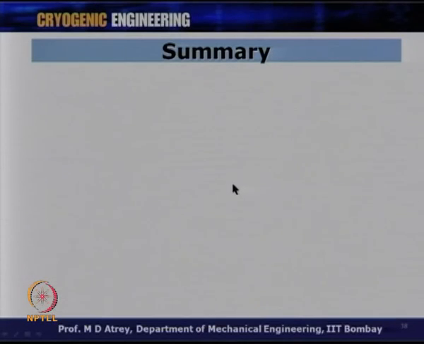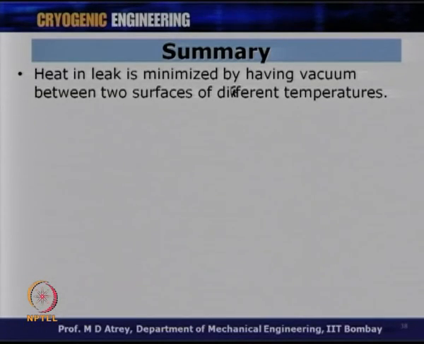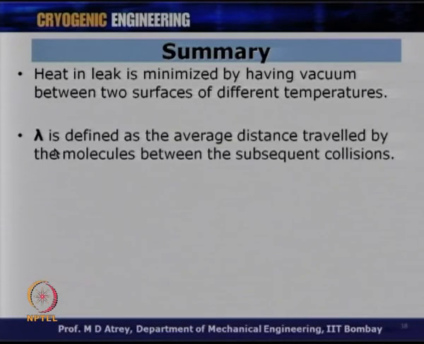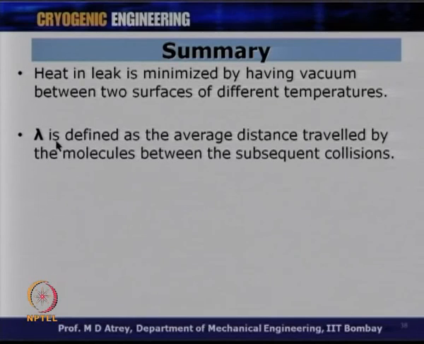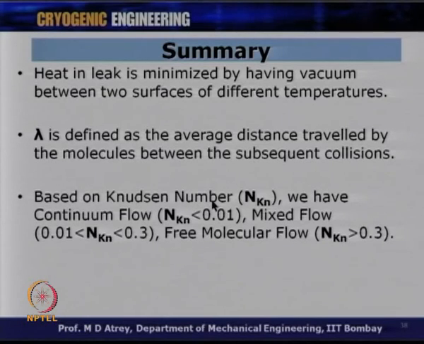Summarizing this lecture, heat in-leak is minimized by having vacuum between 2 surfaces of different temperatures. Lambda, which is nothing but the mean free path, is defined as the average distance travelled by the molecules between subsequent collisions. Based on the Knudsen number, which is lambda by d, we have continuum flow when the Knudsen number is less than 0.01, a mixed flow when the Knudsen number is between 0.01 and 0.3, and free molecular flow when the Knudsen number is more than 0.2, as lambda increases from continuum flow to free molecular flow.